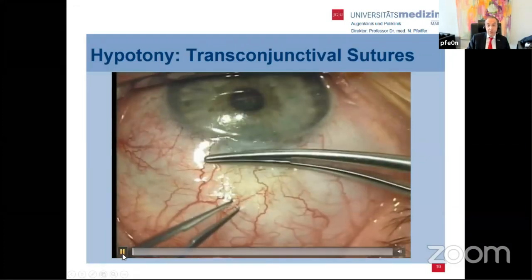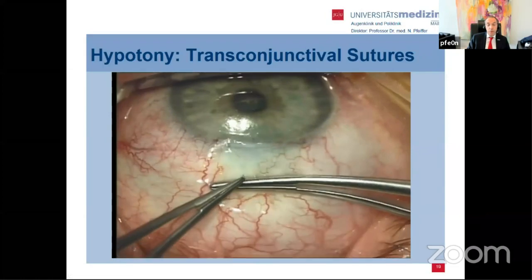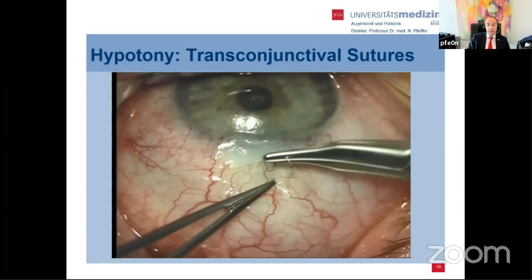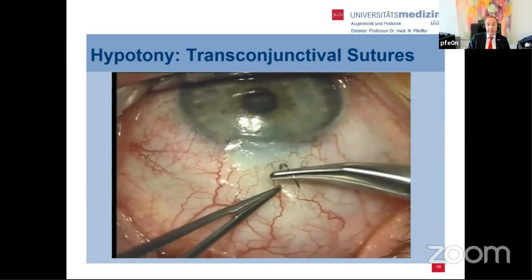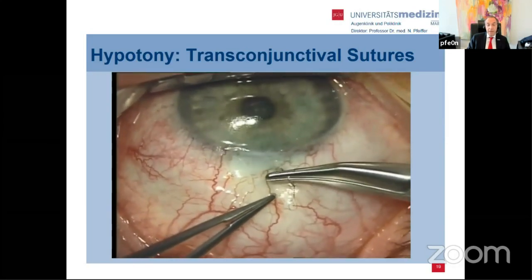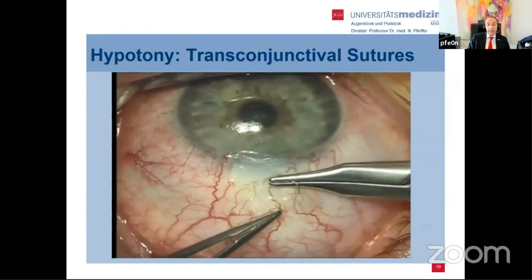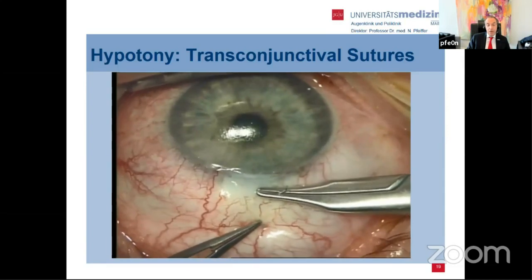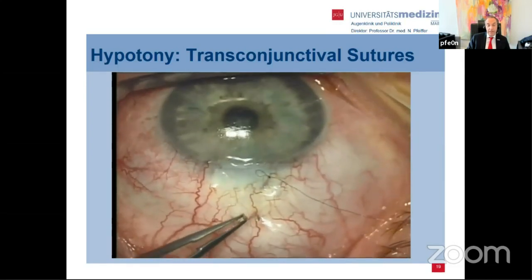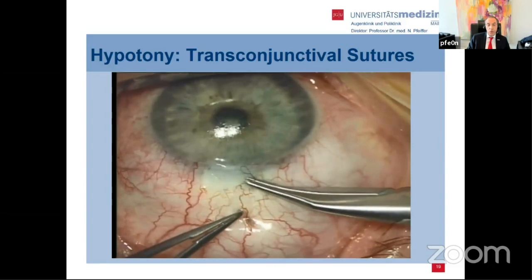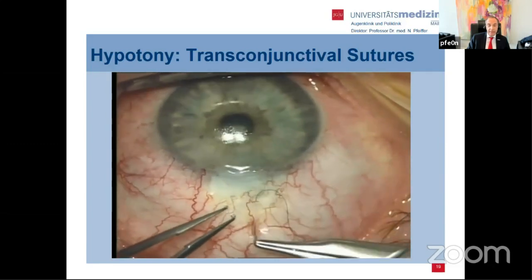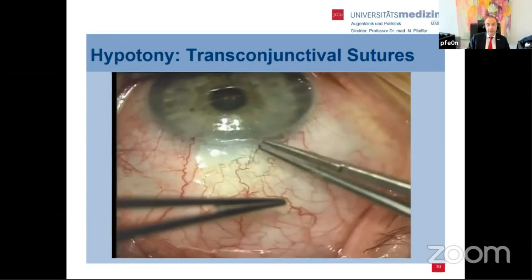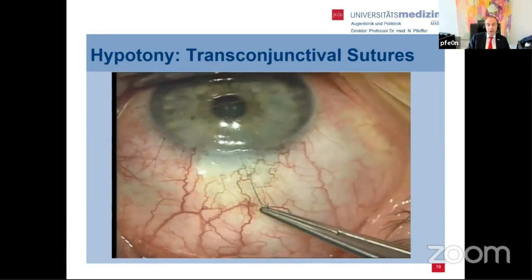It's a short film and I push away the filtration bleb so then I can see the outline of the scleral flap. Take a 10-0 needle, you have to hold it very steep, go through the edge of the scleral flap, through the adjacent sclera and out through the conjunctiva again. And of course you create two holes in the conjunctiva, but filtration is rarely a problem. But what you have to do is then put a very firm stitch over that.